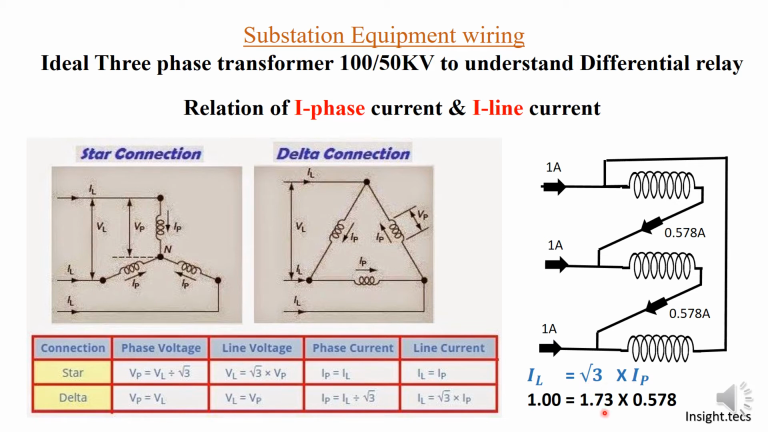Root 3 is 1.73 times my value of I phase, which will give me 1 ampere on the line side. Now there is a reason for explaining this connection, because we are going to use this connection further to understand how the differential relay is operating, right? I hope this is understood, and this is a very important concept to understand.